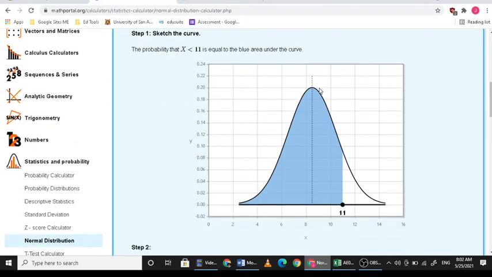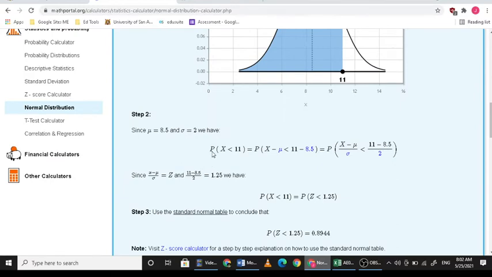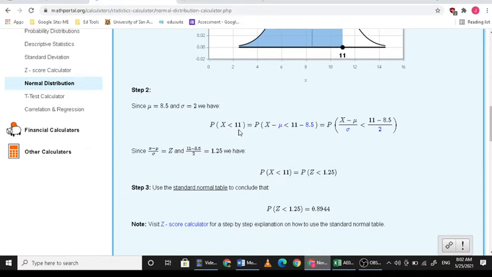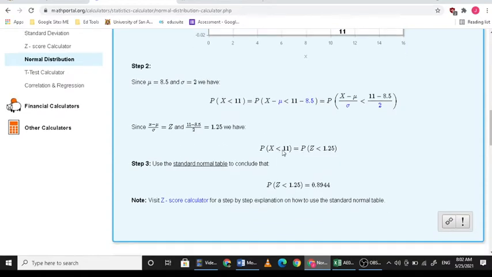Okay, so this is the curve, right? To the left. Then these are the steps. So x is less than 11, so x minus mean, x minus mu is equal to 11 minus 8.5. So the probability of x minus mu over standard deviation, right? From the formula that was shown. So 11 minus 8.5 divided by 2 is equal to 1.25. So the probability of z, class, is 1.25.